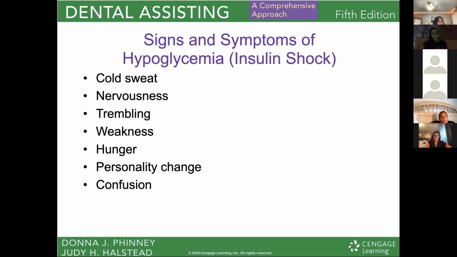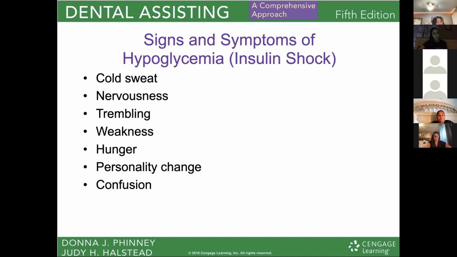So some signs and symptoms of hypoglycemia, or another word is insulin shock. They may have cold sweats, nervousness, trembling, weakness, hunger. They'll have a personality change. They may even be confused.